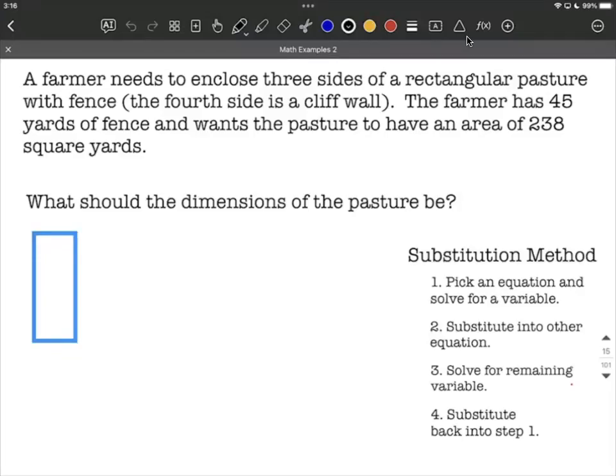In this example, we get to help out a farmer who is trying to build a rectangular pasture with some fence, but he only needs to cover 3 of the 4 sides of this rectangle, because the 4th side is the cliff wall.